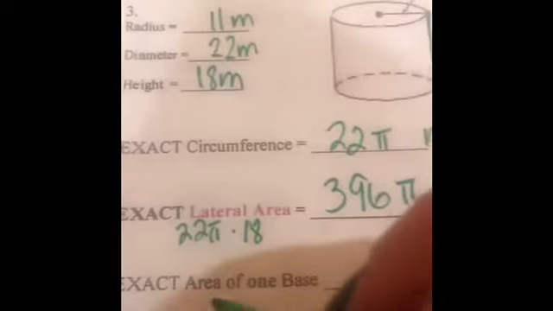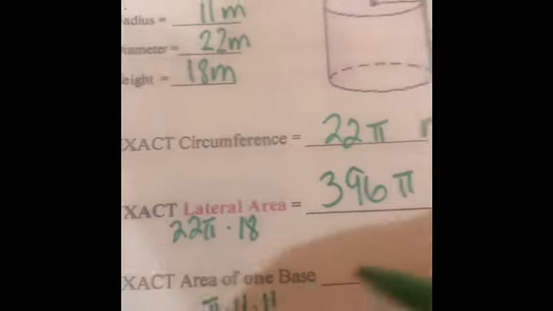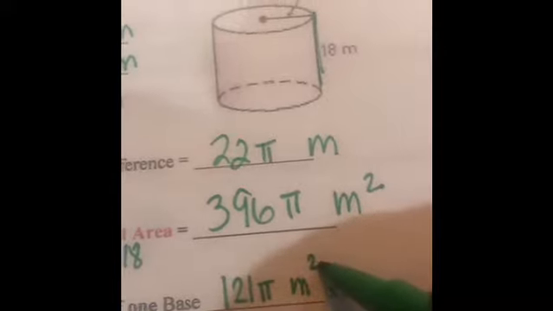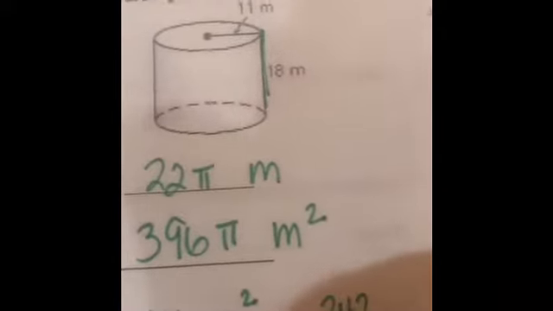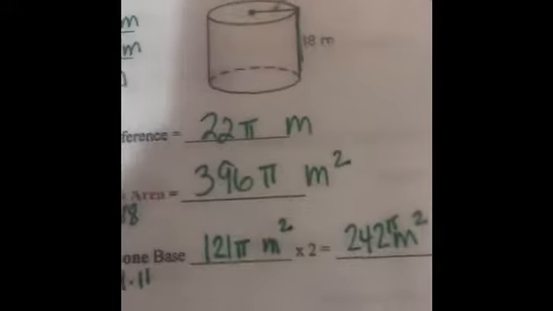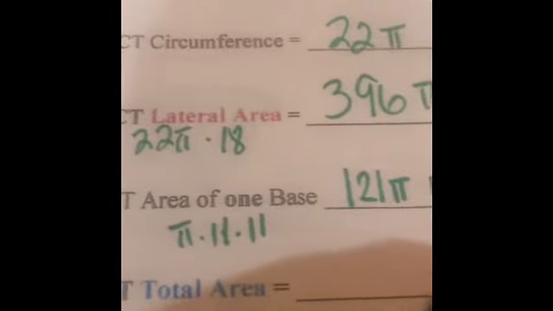Area of one base, of course, because the base is a circle, so pi times radius squared is 121 pi meters squared. We're going to double that, 242 pi meters squared. Oops, I forgot the pi. And that pi is really important. The final step is I'm going to add these two together. So you might be thinking, this is just like what I did with the prism. Yes, it is. 396 pi plus 242 pi. So 396 plus 242 is 638 pi meters squared.